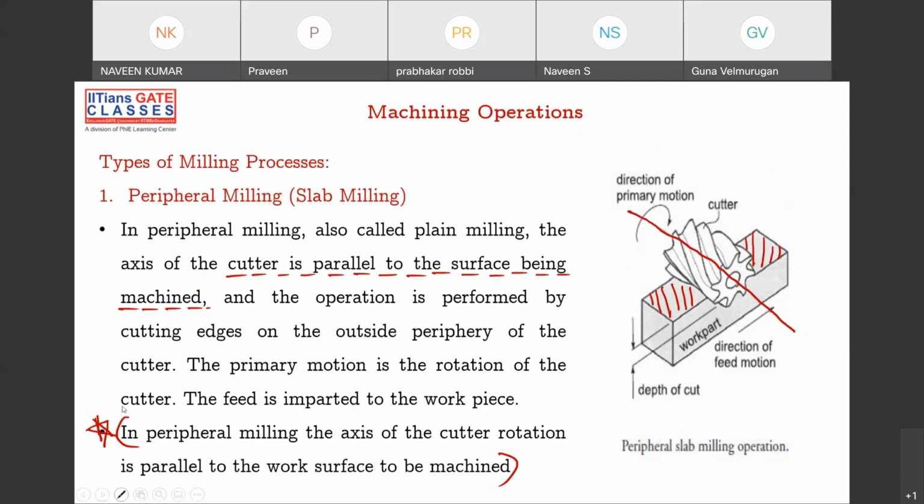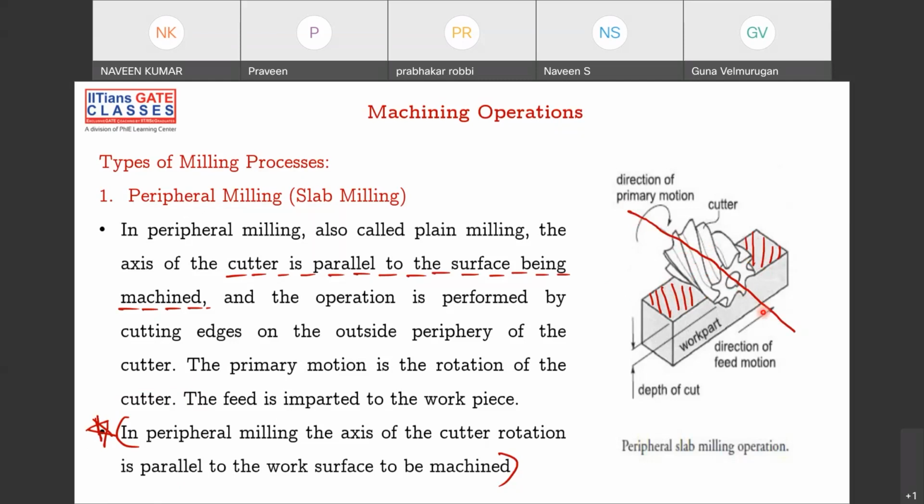Here we have a workpiece. I already clearly mentioned in the previous slides that milling is mainly used for producing flat surfaces, be it vertical, horizontal, or inclined. The shaded part in red color is the surface that has been generated by milling on the workpiece. And this is your milling cutter, rotating about this axis.